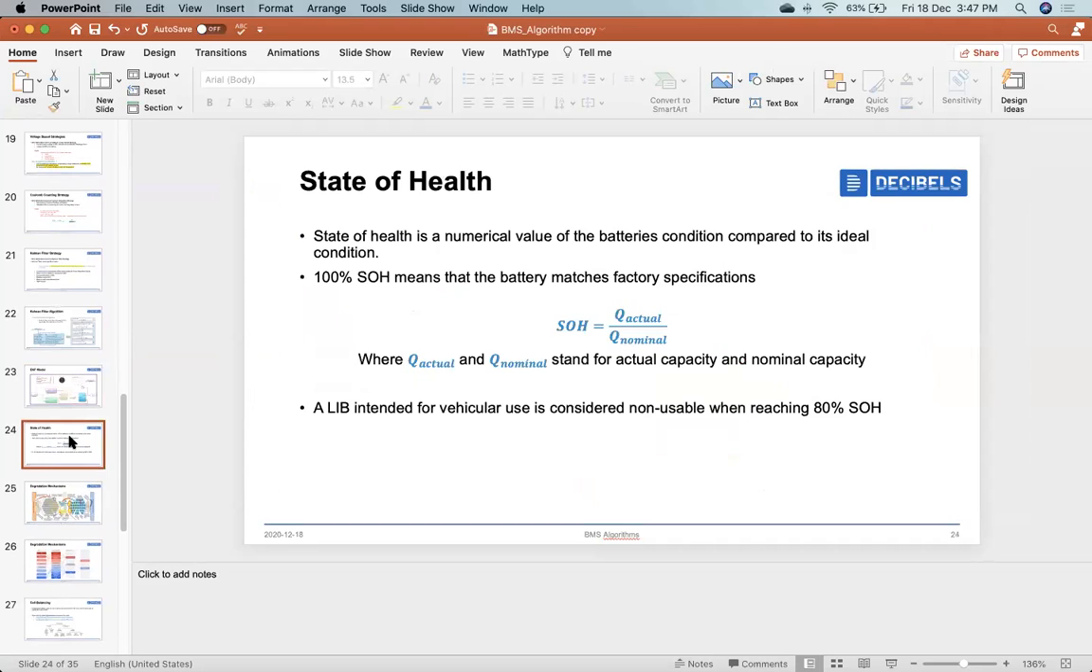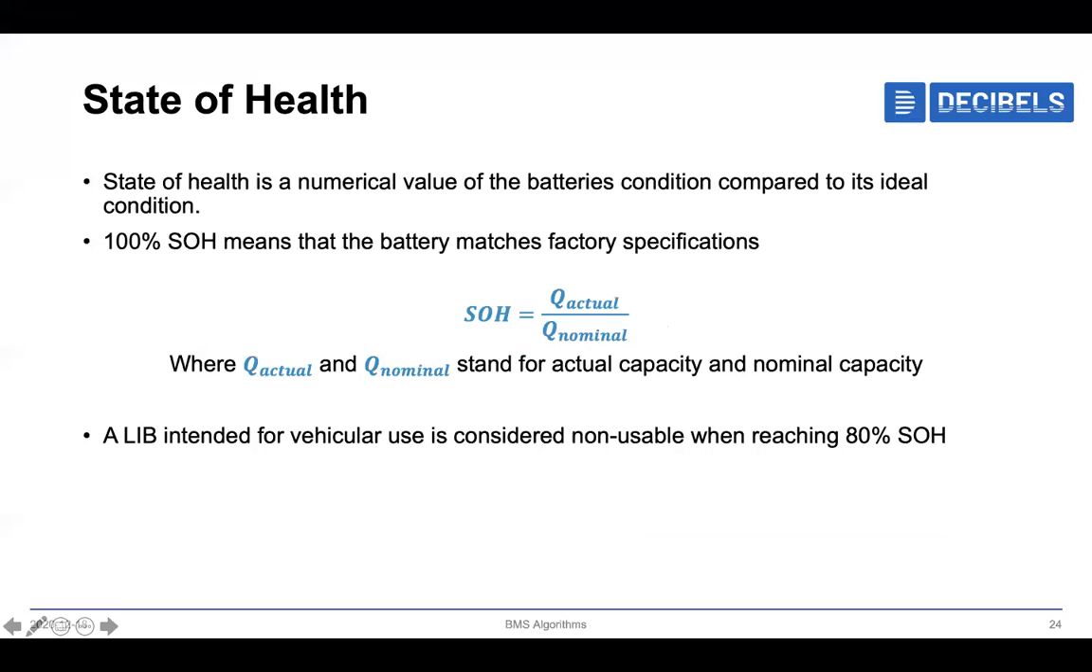So now I'll move to state of health. State of health is nothing but the amount of capacity that has been lost in some period of time, after some cycles. That's why here we have written SOH equal to Q actual by Q nominal. In vehicular applications, we'll consider 80% SOH as the limit, so that when we reach 80%, we have to go for secondary usage of batteries.